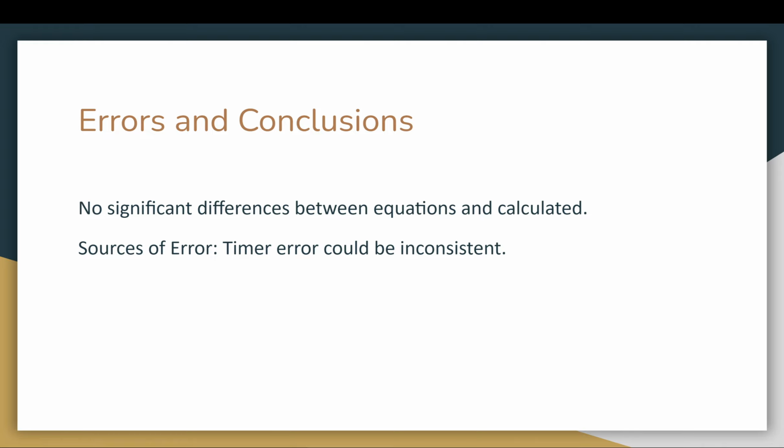So as far as errors and conclusions, no significant differences between equations were calculated. It seemed to be fairly similar across the board, which is to be expected. And for sources of error, timer error likely could be inconsistent or wrong. However, this is hard to eliminate without a more computerized procedure.